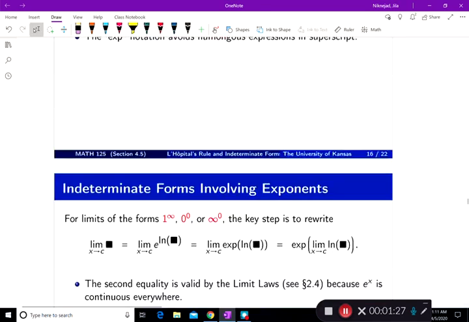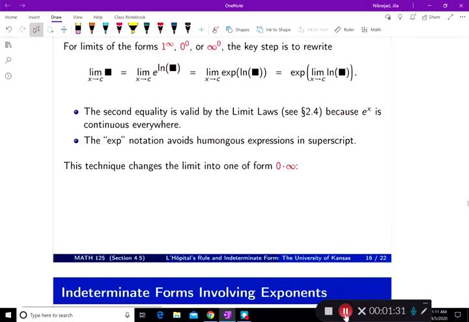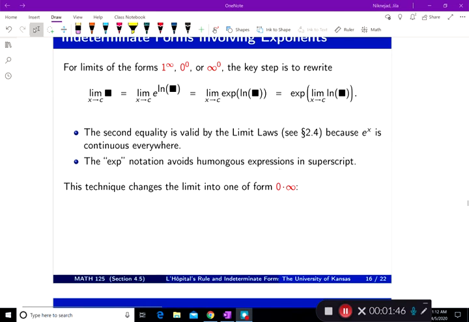Now, it's important to know that this technique changes the limits into one of the form 0 times infinity. So rather than having 1 to infinity, 0 to 0, or infinity to 0, we'll get the form 0 times infinity.